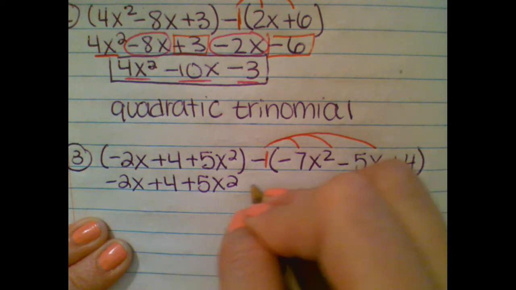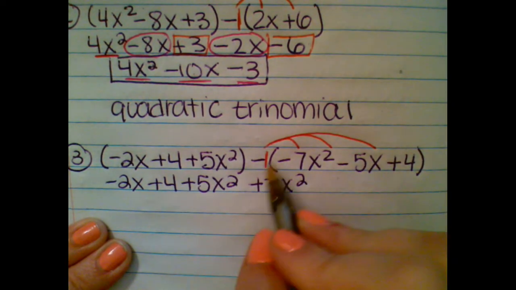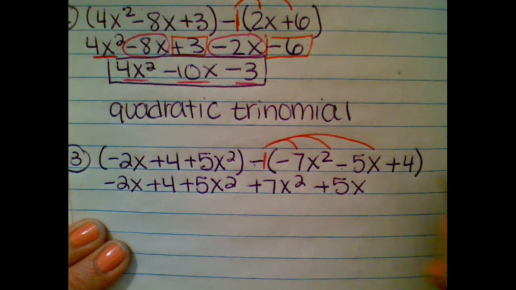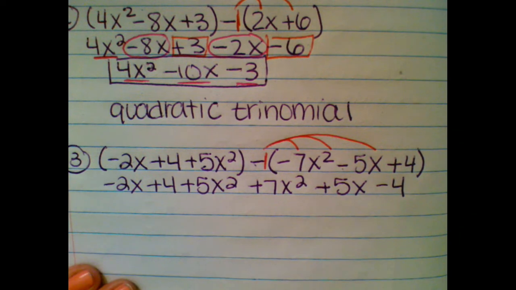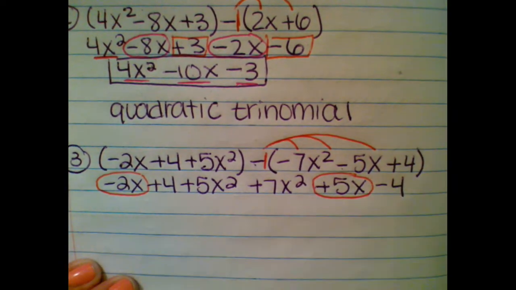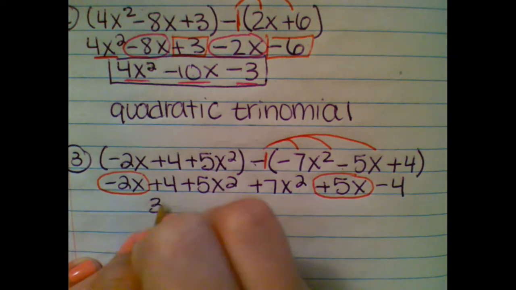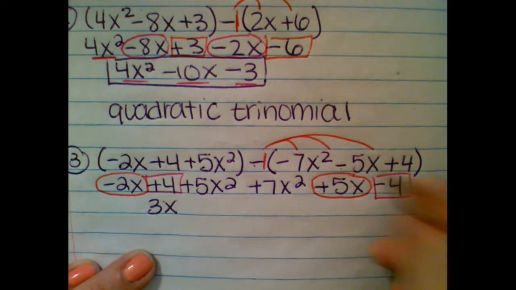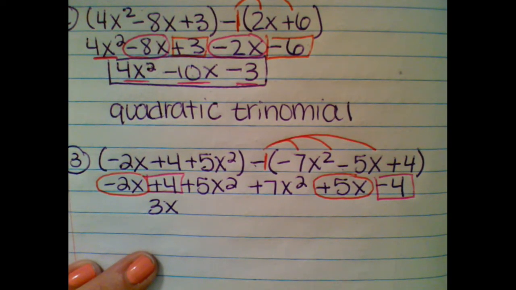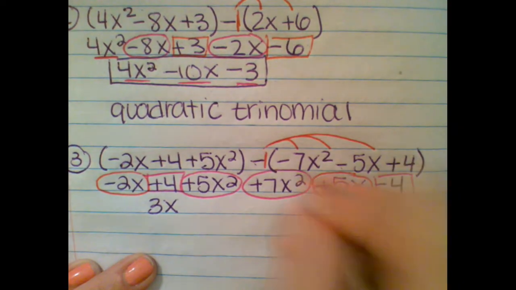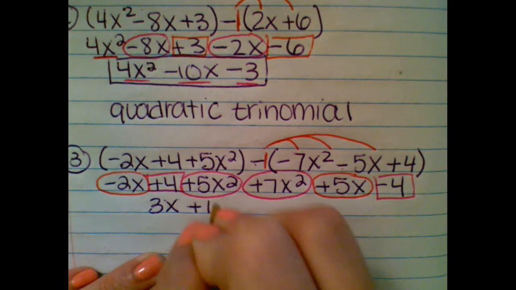Negative 1 times negative 7, positive 7x squared. Negative 1 times negative 5, positive 5x. Negative 1 times 4, negative 4. Okay, so if I start to combine like terms, I circle this one, negative 2x, and I circle this one, 5x. So that gives me 3x. Okay, positive 4, negative 4. Well, that gives me 0. So I don't need to write anything. 5x squared plus 7x squared is plus 12x squared.